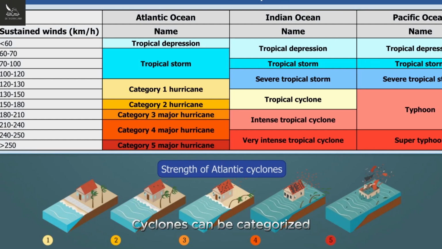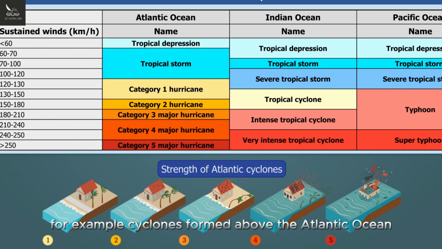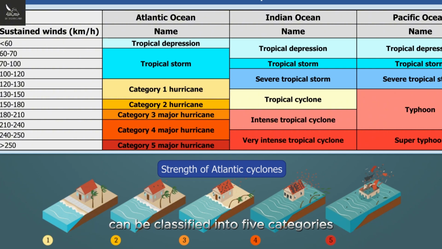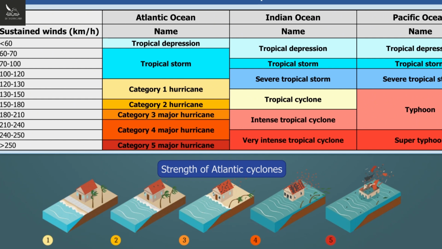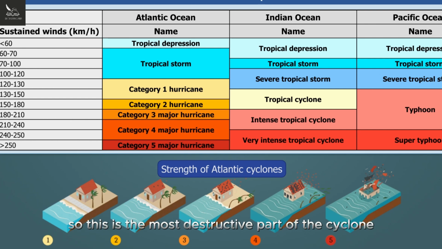Cyclones can be categorized according to their intensity. However, there is no standard classification throughout the world, as different scales exist based on the area of formation. For example, cyclones formed above the Atlantic Ocean can be classified into 5 categories, based on the speed of the wind blowing in the eye wall. The flow is most intensive in the eye wall, so this is the most destructive part of the cyclone.